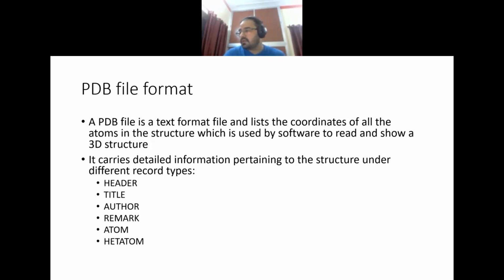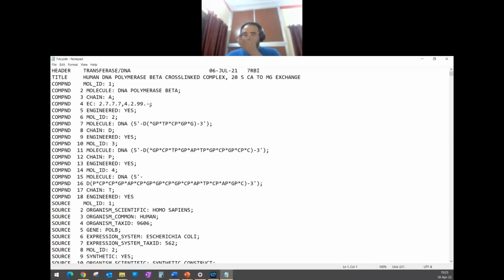So here, this is one of the related files, that is 7RBI. You can just right click, open it with Notepad, and you will have all the details. So for example, you start with the header. Header says it is transferase DNA, and this is the date of deposition, 6 July 2021. And that's the PDB ID 7RBI.